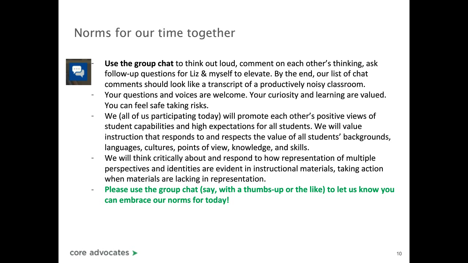All of us here today want to ensure that we promote each other's positive views of students and our high expectations for students. We will respect the value of students' backgrounds, languages, cultures, points of view, knowledge, and skills in the curriculum and instruction of the mathematics that we discussed. Be critical thinkers about representation of multiple perspectives and identities. And if you could, use the group chat with a thumbs up or something like that to let us know that you can embrace our norms for today.